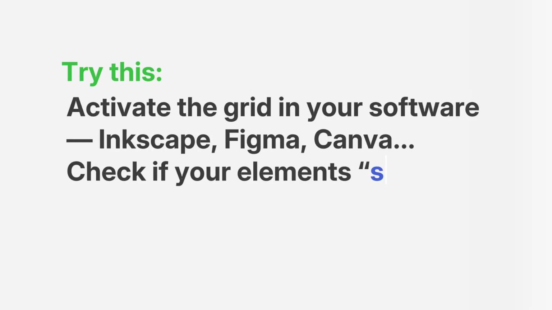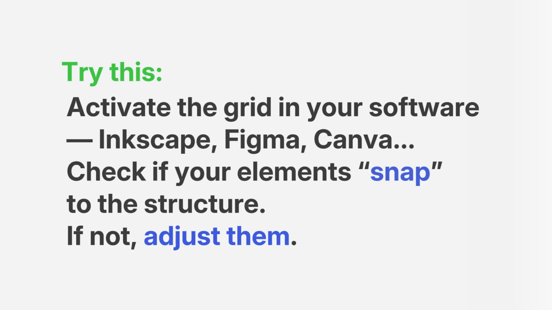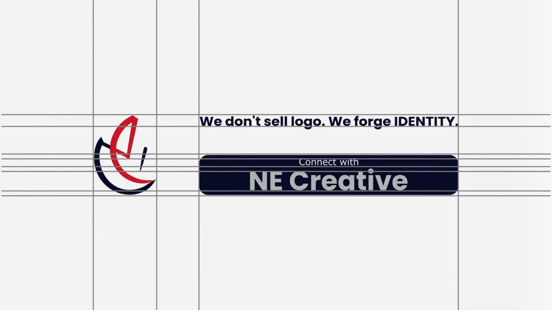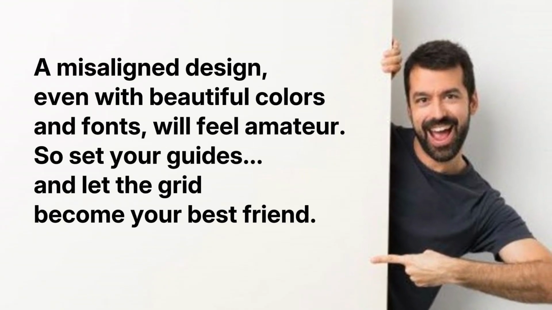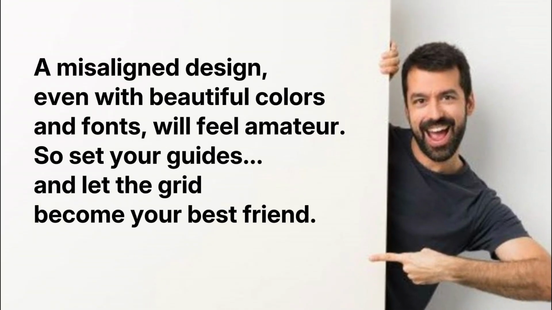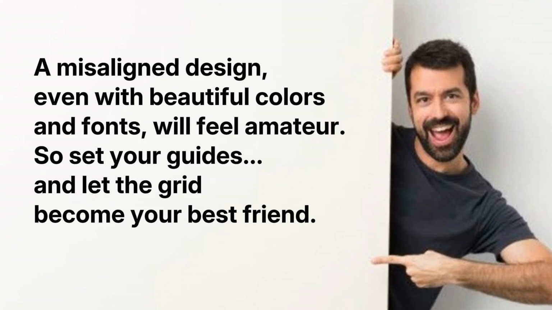Try this. Activate the grid in your software, Inkscape, Figma, Canva. Check if your elements snap to the structure. If not, adjust them. Finally, alignment creates rhythm. It allows the eye to move without stress. Like listening to music with a steady beat. Everything flows. Nothing shocks. Remember, a misaligned design, even with beautiful colors and fonts, will feel amateur. So set your guides and let the grid become your best friend.